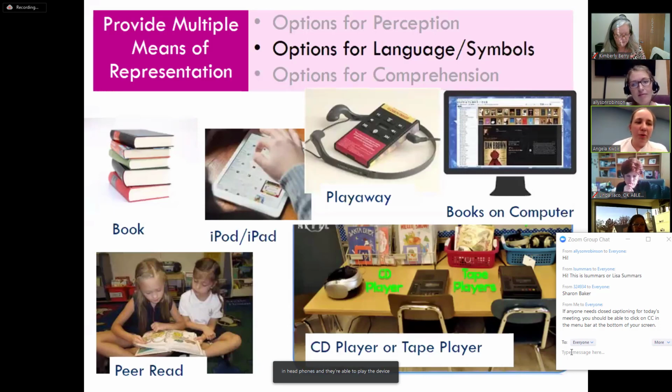Similar to that would be books on a computer. Here is an example of a library of book titles that a student could interact with.